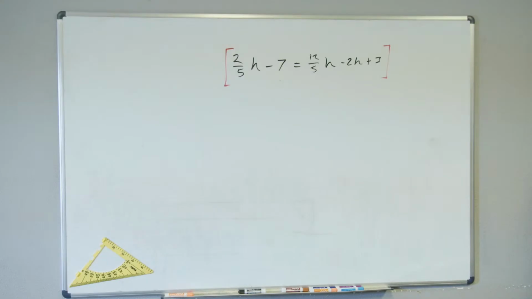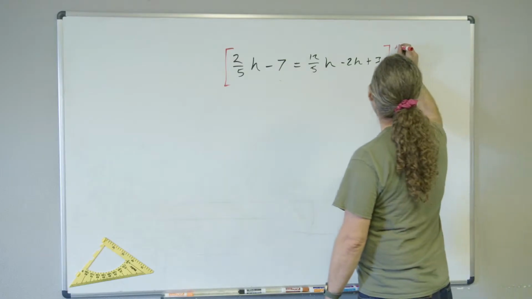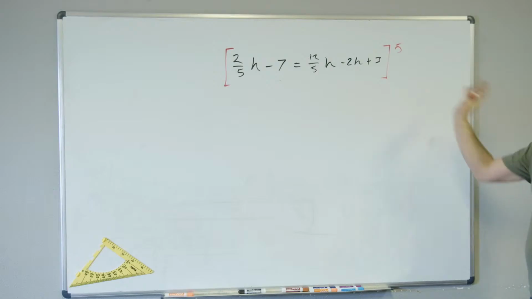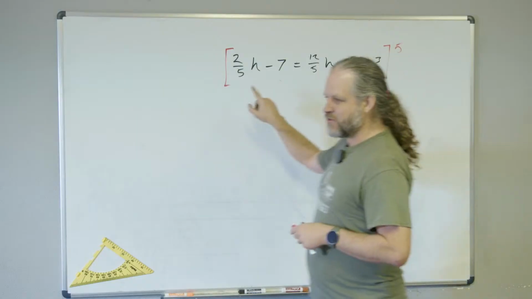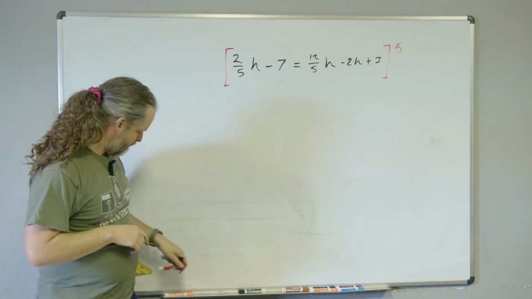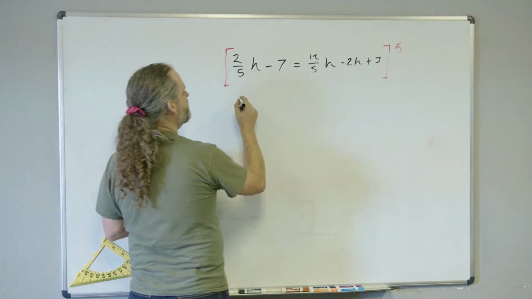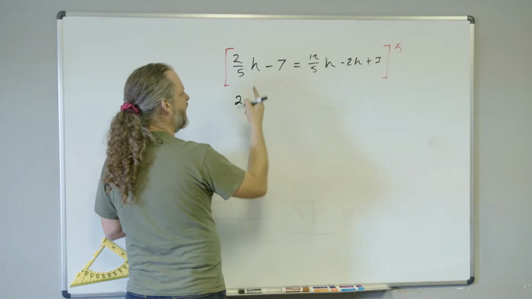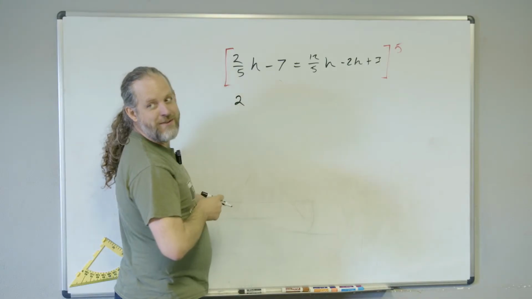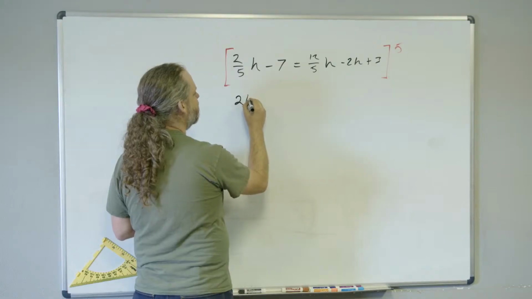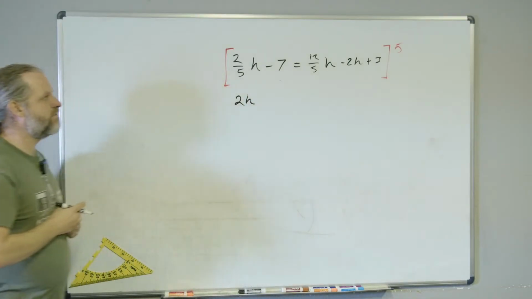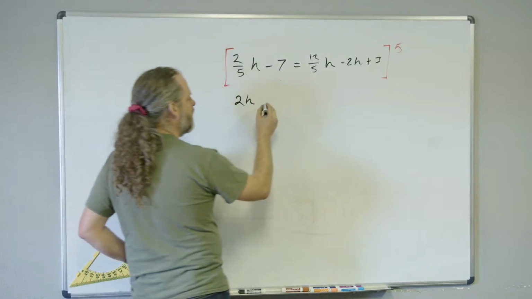So what is the least common denominator between 5 and 5? 1. How about 5? Prime number. So we're going to multiply everything times 5. What is 5 times 2/5? It is 2. 5 cancels with the 5. 1 times 2 is still, you guessed it, 2. What's 5 times negative 7? Negative 35.